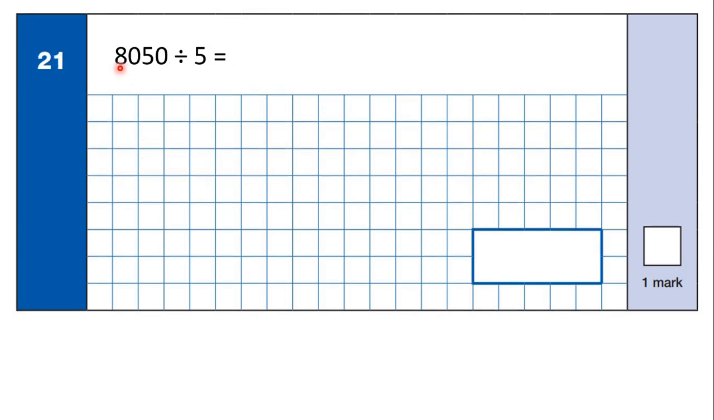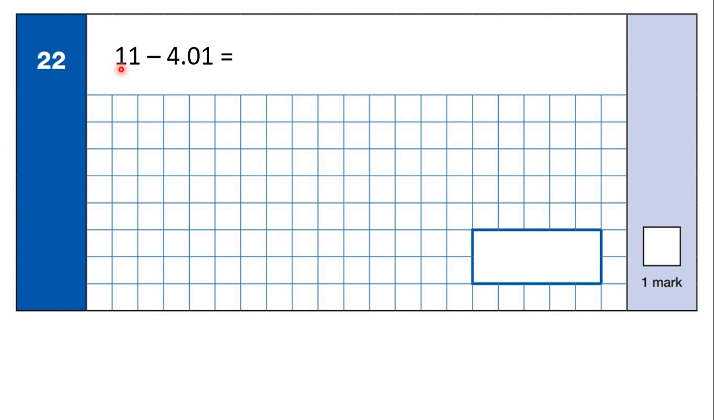Question 21. 8,050 divided by 5. We can set this out as a short division. 8 divided by 5 is 1 remainder 3. 30 divided by 5 is 6. 5 divided by 5 is 1. And 0 divided by 5 is 0. So our answer is 1,610.